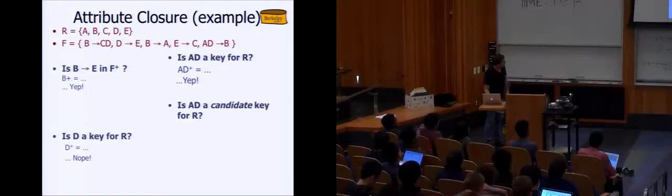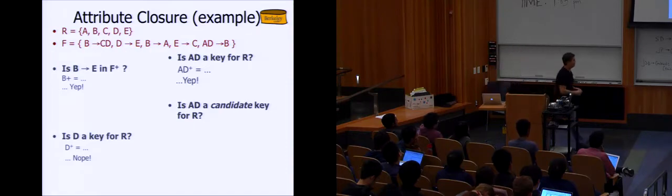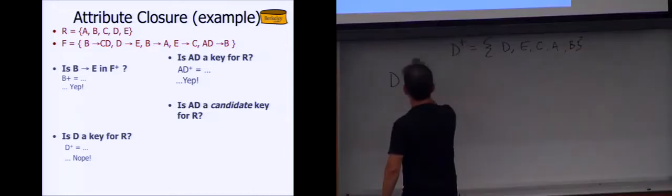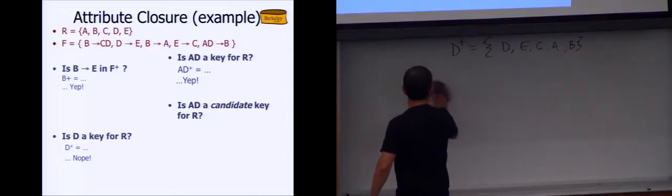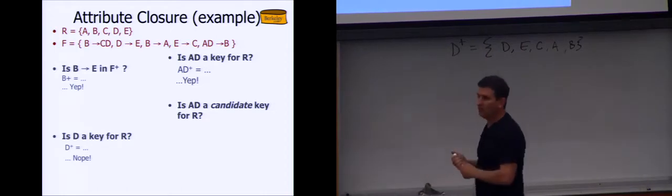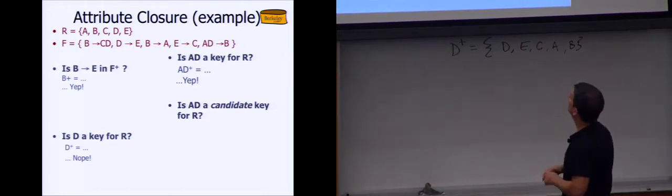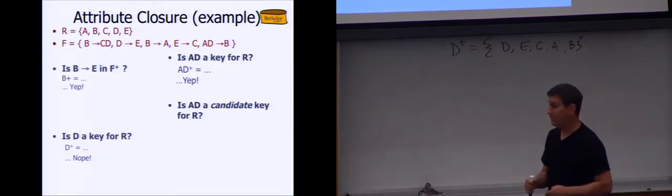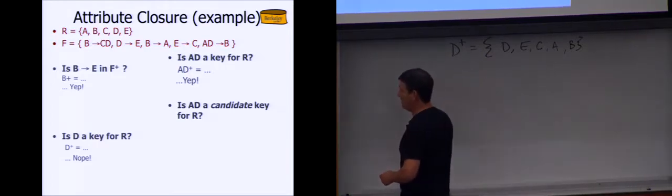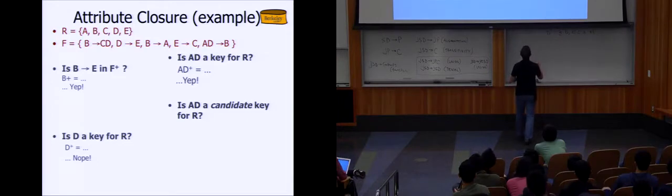All right. Is AD a candidate key, meaning is it minimal? All right, let's think about this for a minute. This is where it's good to not have any semantics. We won't try to figure this out on some real-world intuition. How would we know if AD is a candidate key? Well, first of all, it would be a super key, right? Did we agree that it's a super key? We did. And now, what would make it a candidate key?